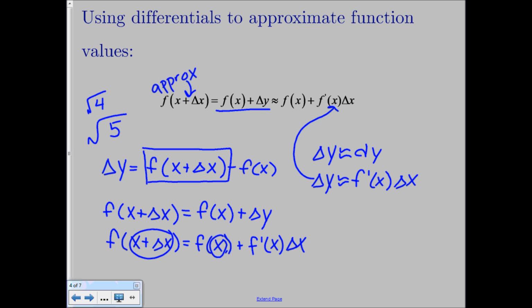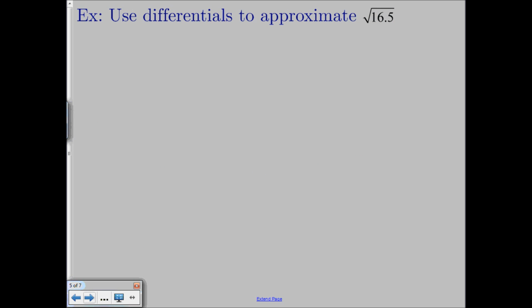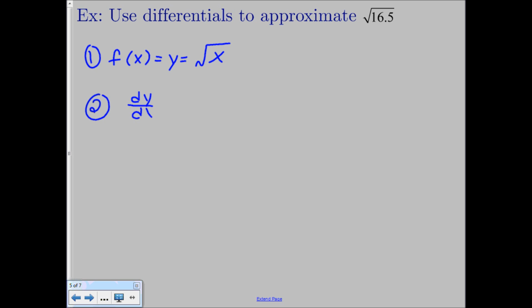So let's put that into action. Let's see how that works. We're going to use differentials to approximate the square root of 16.5. Now the first step in this is always to figure out what function you're using. Since we want to approximate the square root of a number, we're going to let our function, or y, be equal to the square root of x. So our first step was to find the function. Our second step is to find our differential. So we're going to find dy dx first.